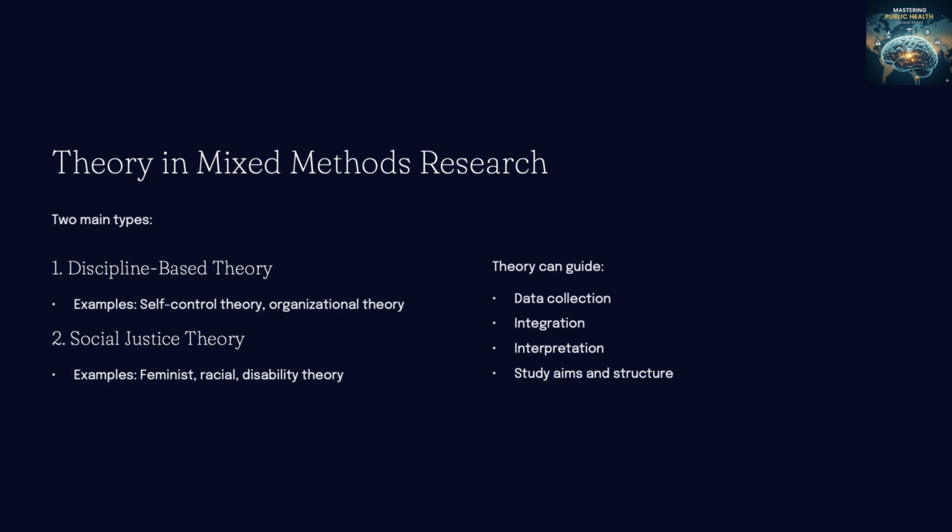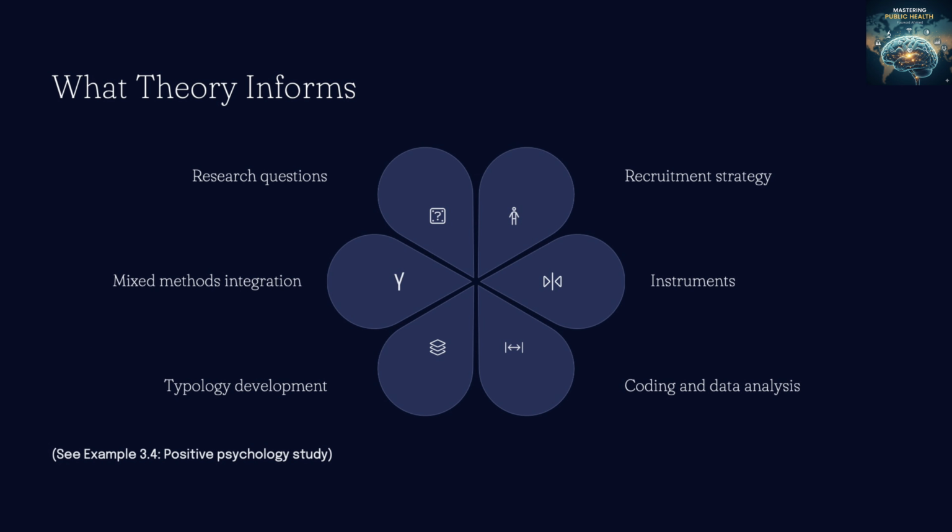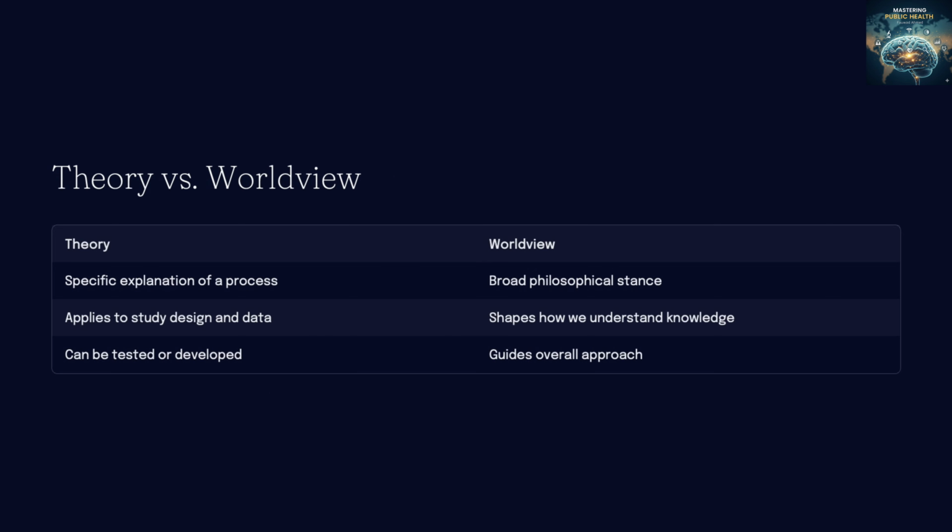Theory in mixed methods research. Types of theory use. First is discipline-based theory, drawn from fields like psychology, education, or public health. Example, self-control theory in chronic pain management. Second is social justice theory, drawn from feminist theory, critical race theory, or disability studies. Example, emancipatory feminist lens in a social capital study. How theory informs mixed methods. Theory can influence study aims, sampling and recruitment, instruments and data collection, coding and analysis, and typologies and frameworks. Refer to example 3.4 and figure 3.6, four levels of research development.